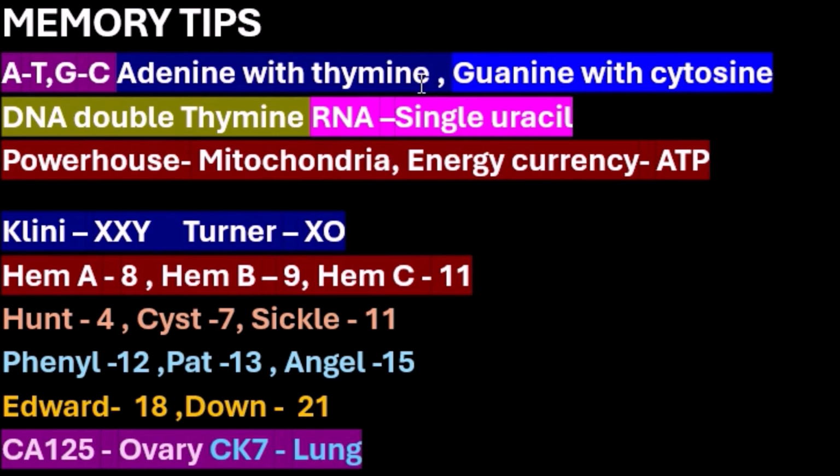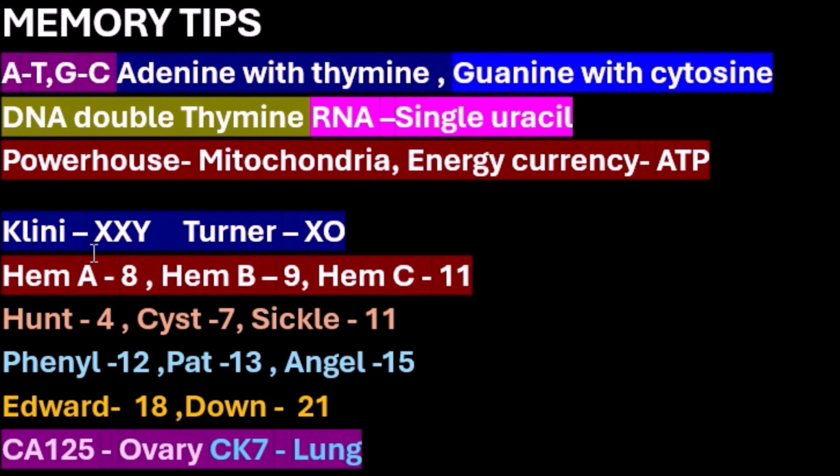ATGC: adenine with thymine, guanine with cytosine. So remember by ATGC, adenine with thymine, guanine with cytosine. DNA double thymine, RNA single uracil. So DNA has thymine and RNA has uracil instead of thymine, and DNA is double stranded, RNA is single stranded. Powerhouse mitochondria, energy currency ATP. So mitochondria is the powerhouse of the cell, and ATP is the energy currency of the cell, adenosine triphosphate.